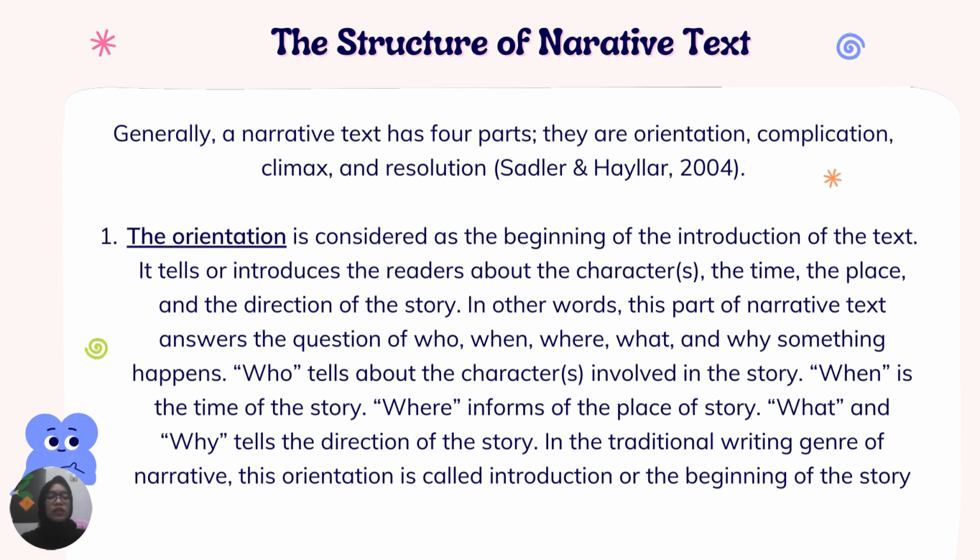Okay, the first one is the orientation. The orientation is considered as the beginning of the introduction of the text. It tells or introduces the reader about the characteristics, the time, the place, and the directions of the story. In other words, this part of narrative text answers the question of who, when, where, what, and why something happens.